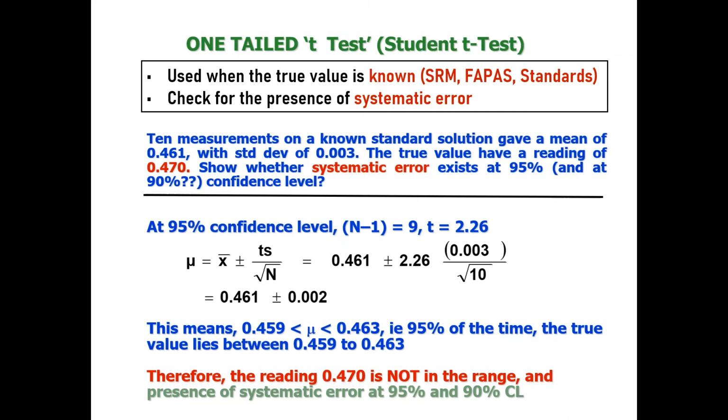Because at 95% it cannot be accepted, certainly at 90% the data also cannot be accepted, because the value of t is smaller than at 95%. So this is how we make our judgment. Based on personal judgment, it can be accepted. But when we rely on the statistical test, it says that the data should be rejected because there is systematic error. So this is the value of statistical testing.